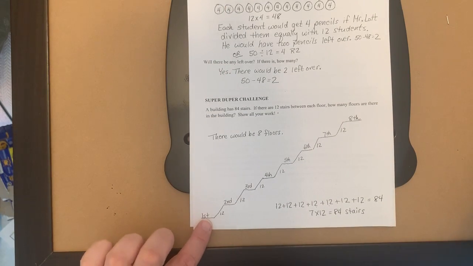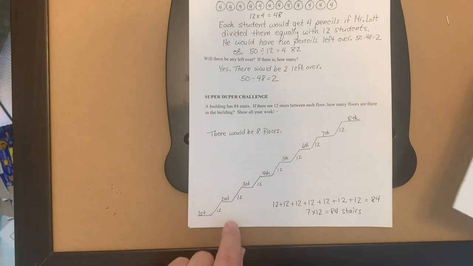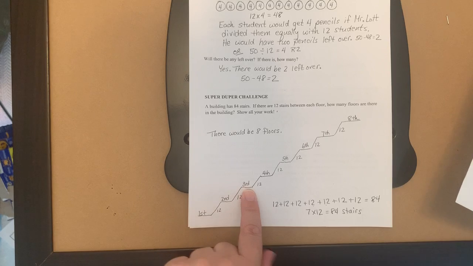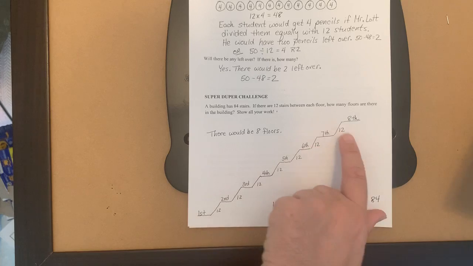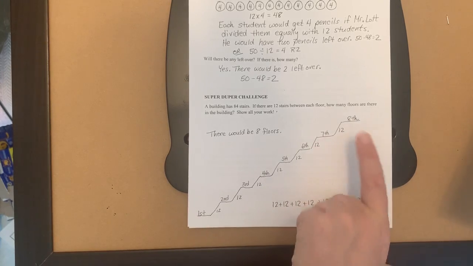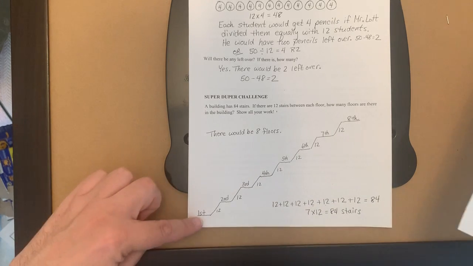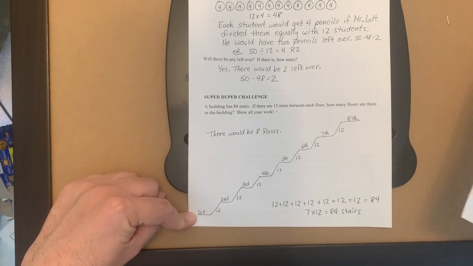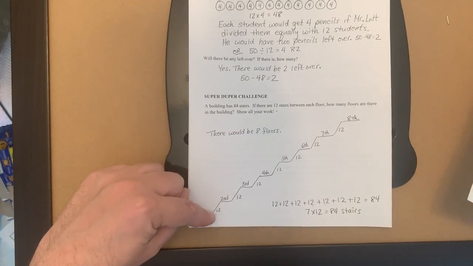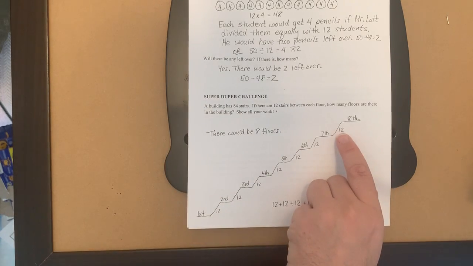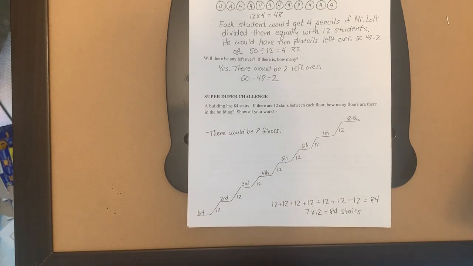So I started on the first floor. I went up 12 stairs, and that leads to the second floor. And then I drew another 12 stairs that leads to the third floor. And I kept going, 1, 2, 3, 4, 5, 6, 7, right? But there's 8 floors, there's 8. So if you drew the picture, you would understand that you have to start at the first floor, and then you move up to the second floor after 12 steps. So if you look at all the floors at the end of the 7th set of stairs, you're gonna have the 8th floor.